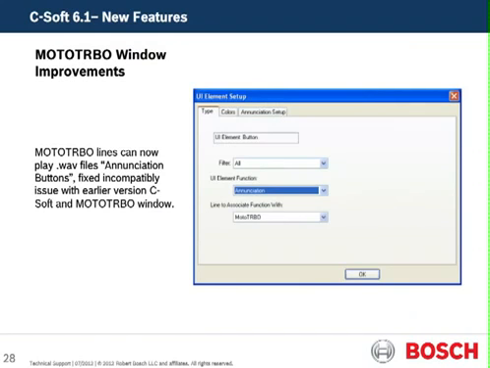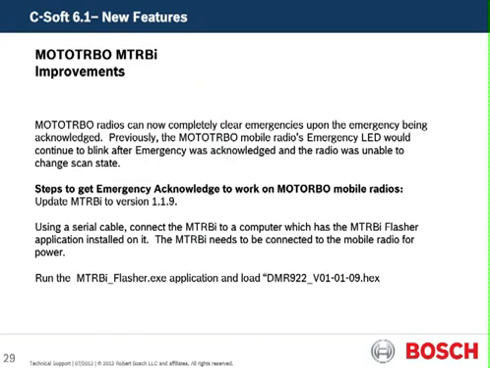Moto Turbo lines now function properly using enunciation buttons. This is a fix from previous versions. Early versions of Moto Turbo mobiles and MTRBIs had an issue with emergencies not correctly clearing out of the Moto Turbo mobile. This has been fixed. The MTRBI will need to be updated. Please contact tech support for assistance with this. Additionally, the Moto Turbo mobile will need to be reconfigured. We will cover this in the next slide.